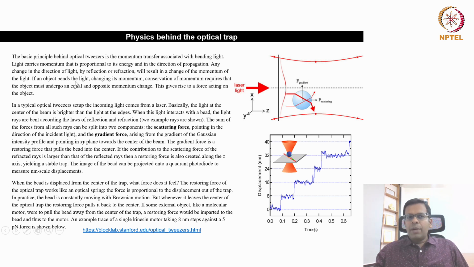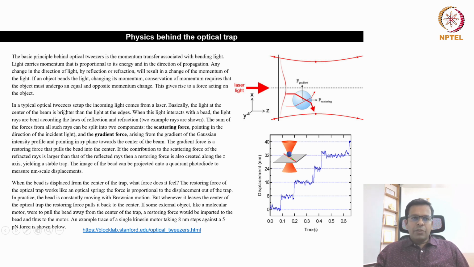So if an object bends the light and changes its momentum, as per the conservation of momentum principle, it requires that the object must undergo an equal and opposite momentum change, and this gives rise to a force acting on the object. Okay, so this will create a force on this bead, and it will bring the bead back to the central position of this laser beam.